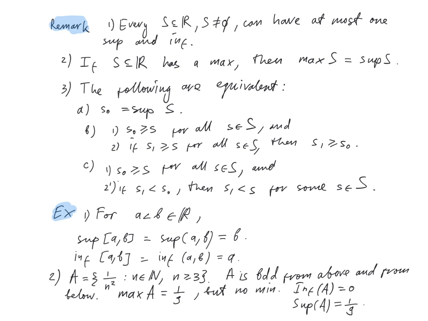Because by the previous remark, we know that if there is a maximal element, then it's equal to the supremum of the set. However, note that in general, neither the infimum nor the supremum of a set have to be in the set themselves. In this example, 0 is not an element of A, however, it is the infimum of A.